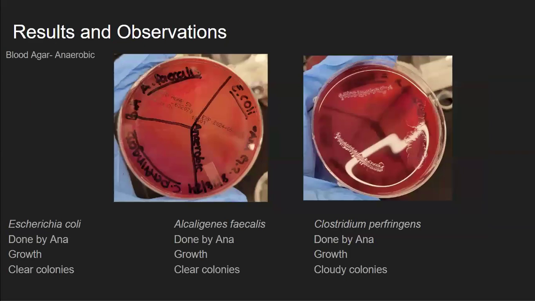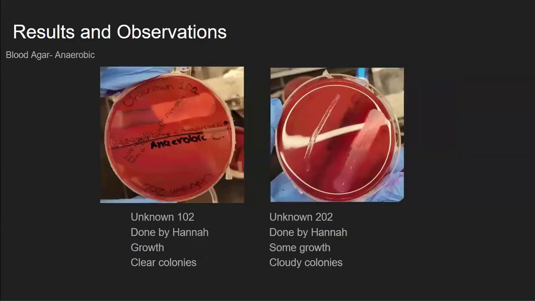So here are the results for our first blood agar, which was anaerobic. Escherichia coli grew clear colonies. Alcaligenes faecalis also grew clear colonies, but Clostridium perfringens grew cloudy colonies. For our two unknowns, unknown 102 grew clear colonies, and unknown 202 had some growth of cloudy colonies.